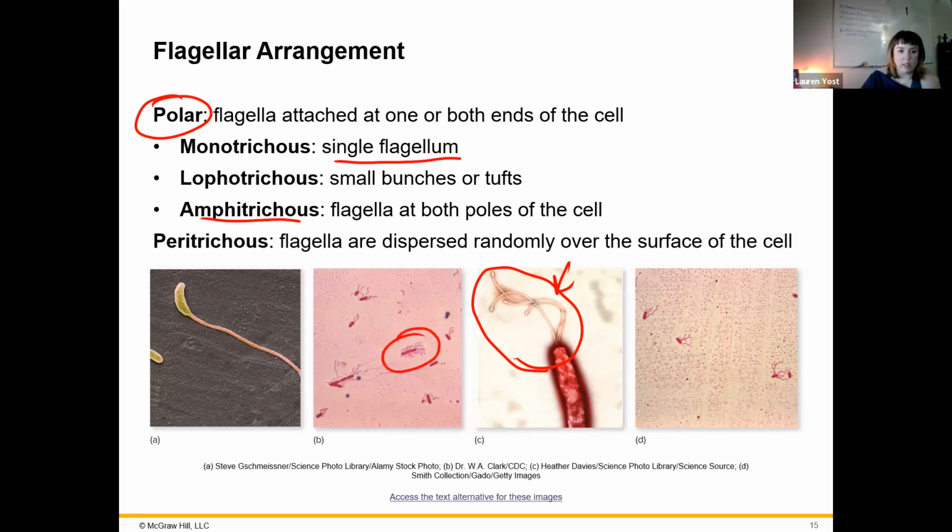So those are different ways that the flagella can be arranged. They can be polar arrangements or they can be peritrichous. The polar arrangements include monotrichous, lophotrichous, a tuft, and amphitrichous, both ends. So if you can remember that amphitrichous, there's three words. Mono is one, amphi is both, like amphibians, right? And then lopho will be the tuft one.